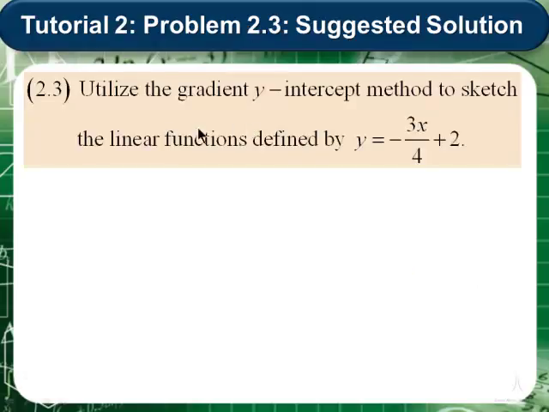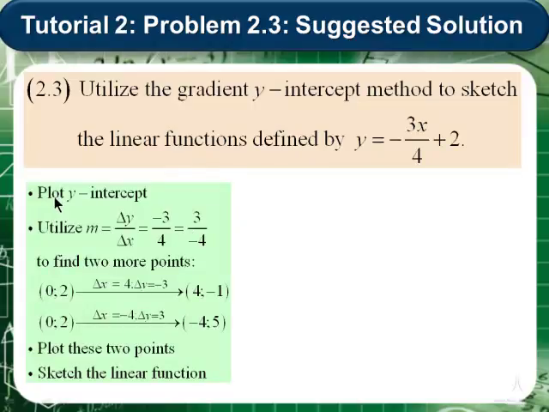Right, let us look at the suggested solution to the last problem in this tutorial. Here you need to utilize the gradient y-intercept method to sketch the linear function defined in this way. So what do we do? We firstly plot the y-intercept. Then we know that the gradient is minus 3/4, and we know it's delta y over delta x, so we can write it as minus 3 over 4 or 3 over minus 4.